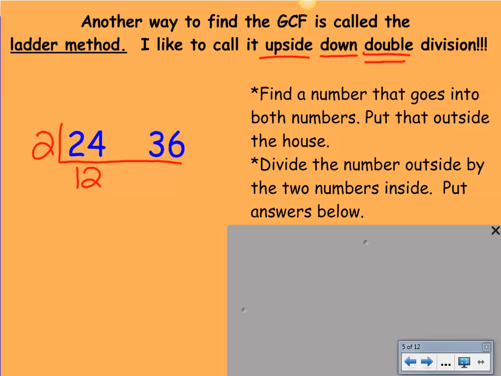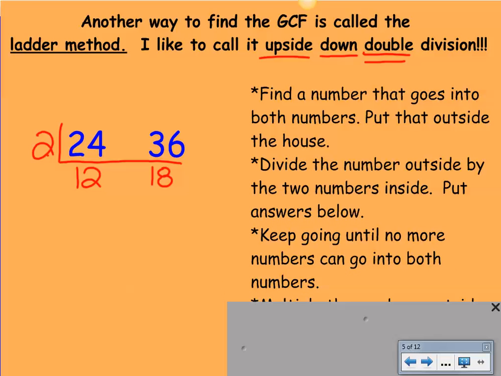Again, upside down division. How many times can 2 go into 36? This one you might not know off the top of your head, but it's 18. So I'd put in 18 right there. Okay, so again, I did my division upside down and I did it twice with that number outside the house. We keep going until no more numbers can go into both of the numbers.